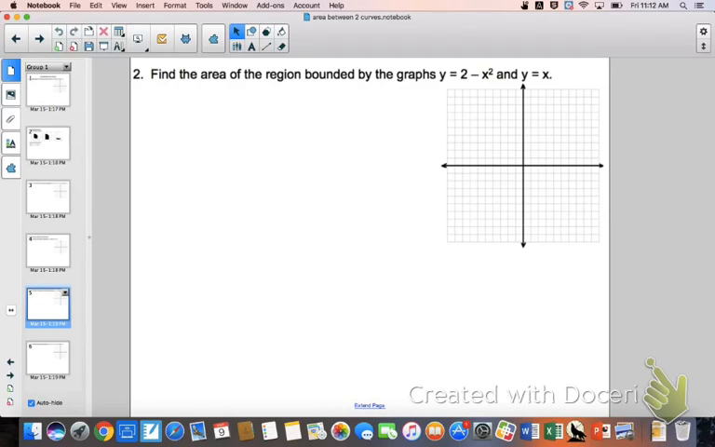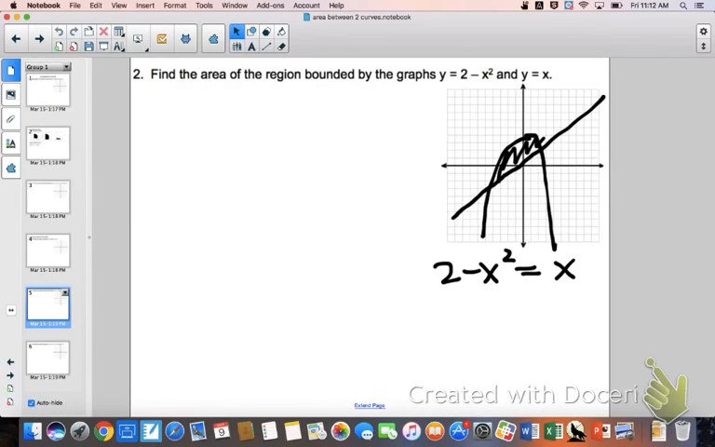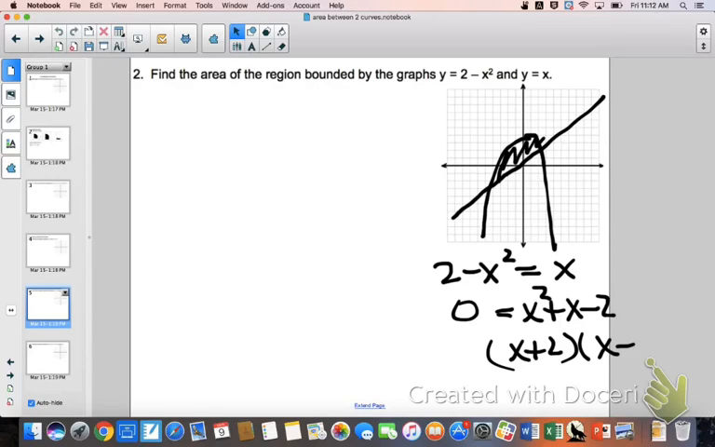Next one. This one is y equals 2 minus x squared, which looks like this, and y equals x, which looks like that. So again, you have to find your bounds. So 2 minus x squared equals x. I'm going to move everything over here: x squared plus x minus 2 equals 0. When we factor, it's x plus 2 times x minus 1, so you get negative 2 and 1. Yeah, that looks about right.